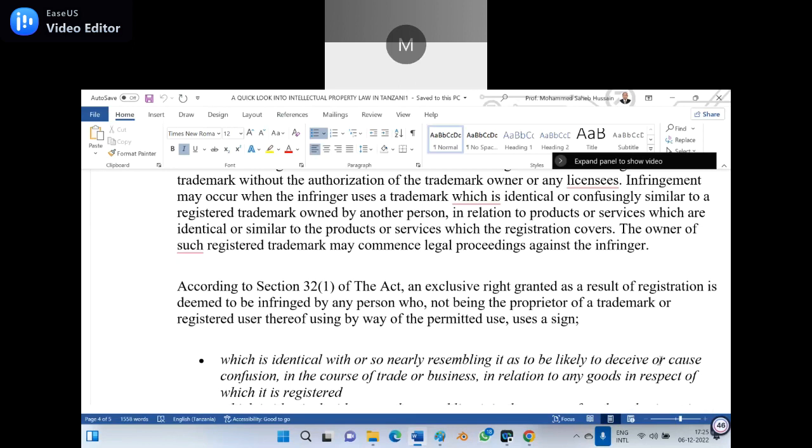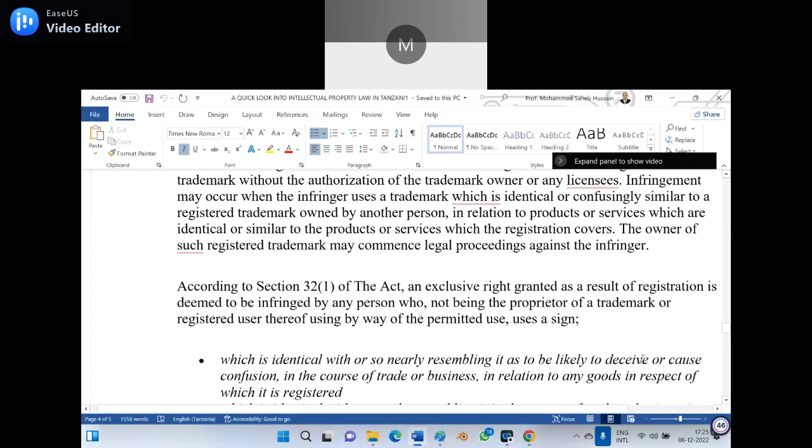The section clearly mentions in 32(1) of the Act that an exclusive right granted as a result of the registration means a legal right is created to you because you are the creator, and is deemed to be infringed by any person.